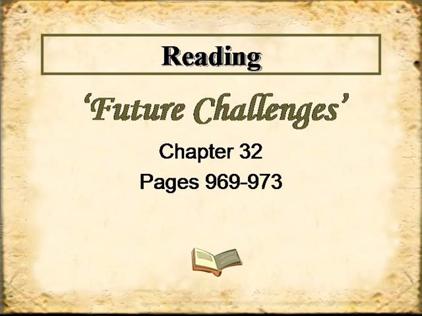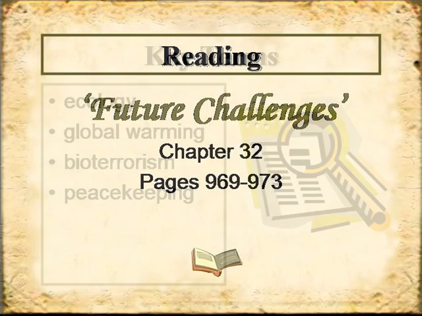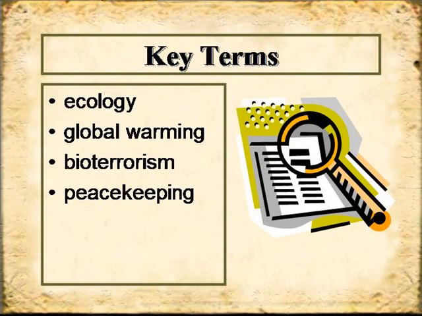The reading for this particular lesson is going to be chapter 32, pages 969 to 973, and really is going to focus on where we go from here. So it's a nice ending point for our discussions over the course of this semester. Some of the terms I'd like you to look for are ecology, global warming, bioterrorism, and peacekeeping. So if you could look for those terms, that would be great.